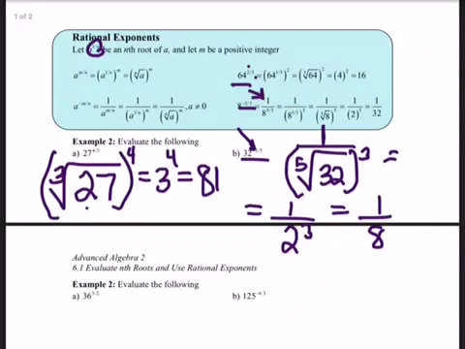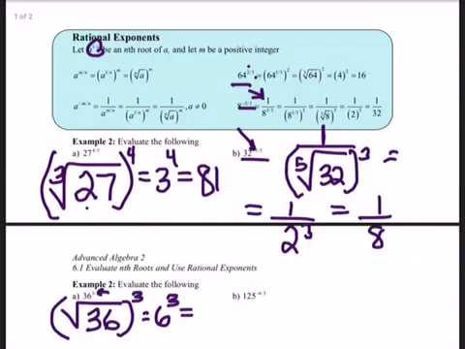Let me do one more here. All right, so let's do 36 to the 3 halves power. The 2 in the bottom means square root, and I'm going to take the square root of 36. It's positive, so it just stays where it is. Raise that to the 3rd power, so the square root of 36 is 6, to the 3rd power is 216.